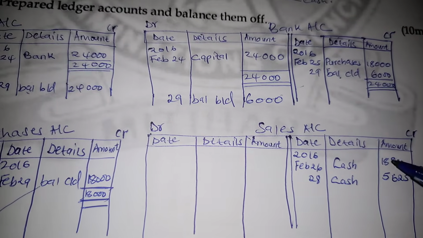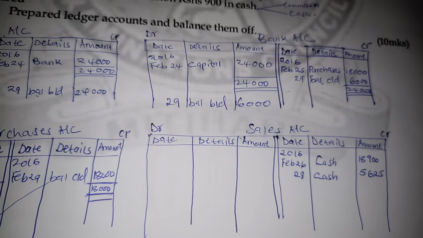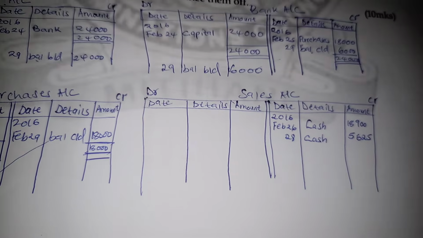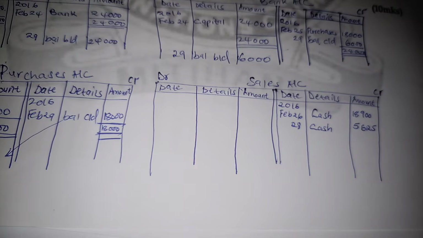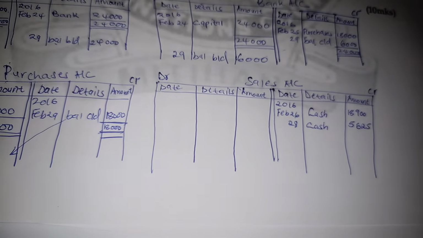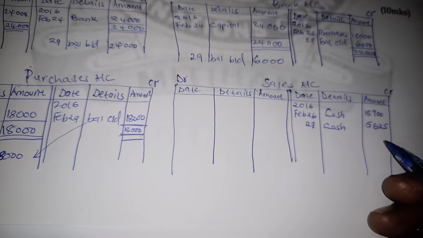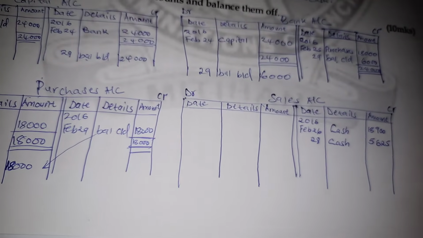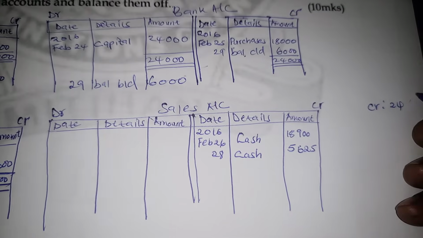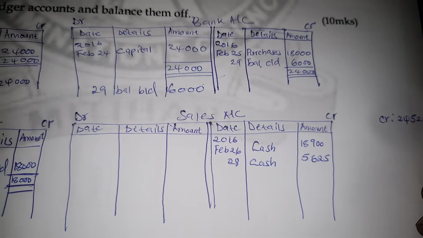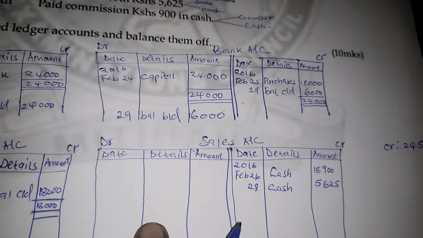And finally, on our sales account, here we have 18,900, and then we have 5,625. The total gives us 24,525. That's our credit side. And clearly looking at our debit side, it is 0.